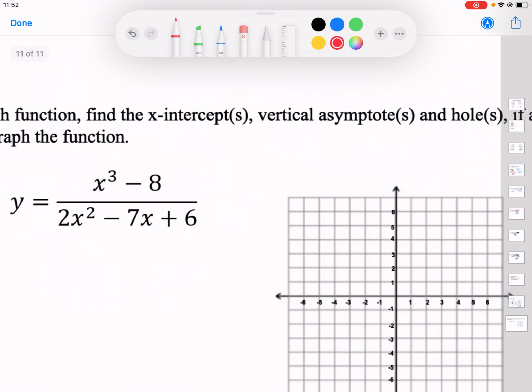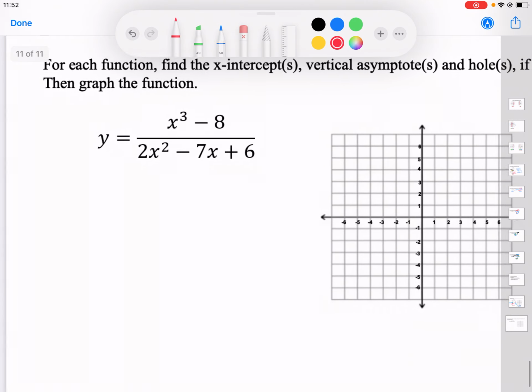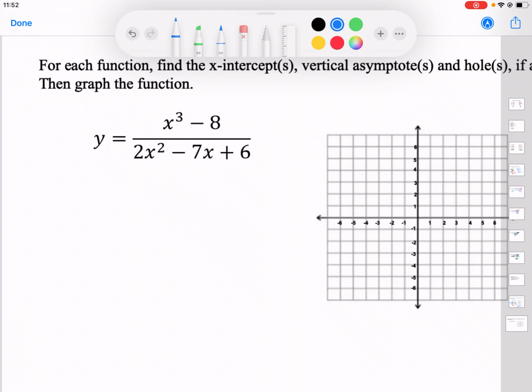So let's do another one of those. So this problem, I'm going to factor the top. That's the perfect cubes factoring. So we've got x minus 2 and then x squared plus, we do our AB, so 2x, plus b squared, so 4.